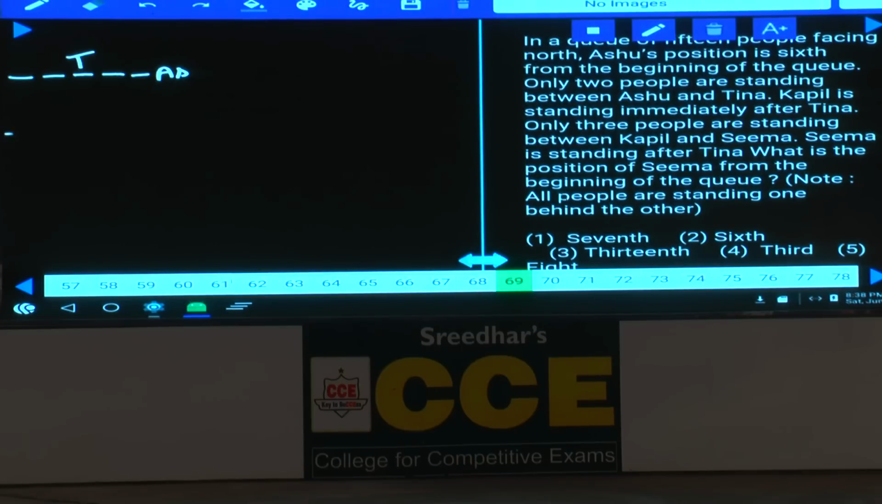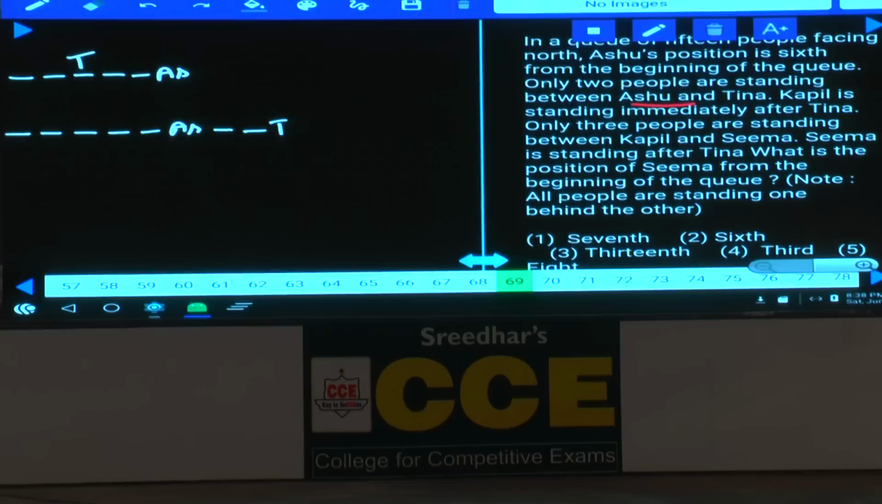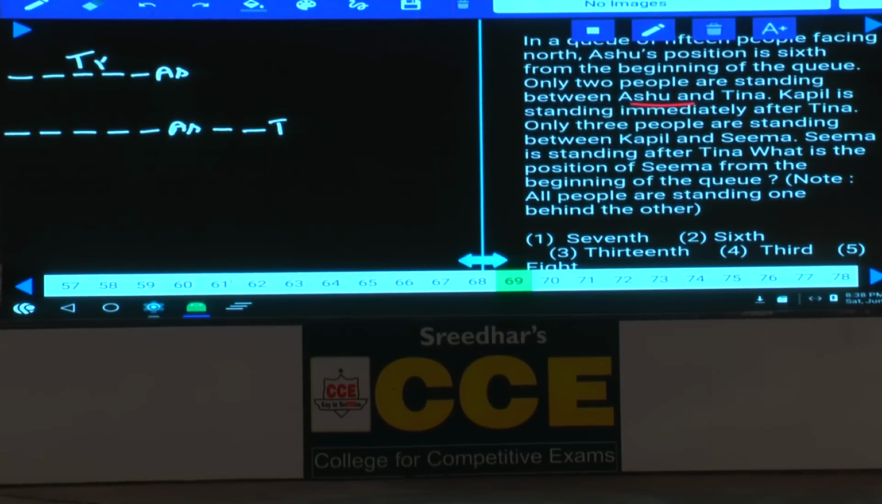Again, 1, 2, 3, 4, 5 and this is Ashu, and now 2 persons between Ashu and Tina. Tina can be here. Are you following this one or not? There are 2 persons between Ashu and Tina, and Kapil is standing immediately after Tina. Only 3 people are between Kapil and Seema. Between Kapil and Seema there must be exactly 3 people, 1, 2 and 3, and this person is Seema.